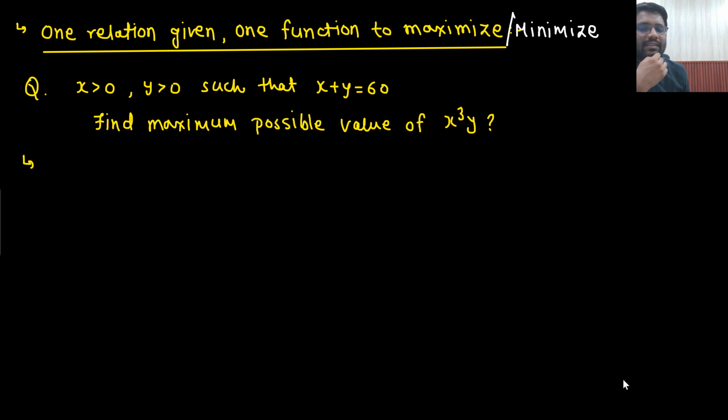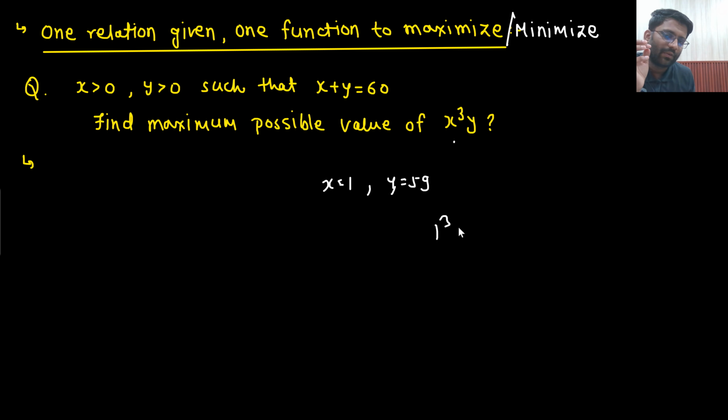What they are asking: x is greater than 0, y is greater than 0 such that x plus y equals 60, then find the maximum possible value of x cube y. Basically there are two numbers. You can take any two numbers greater than 0 such that their addition is 60, and you need to choose them so that this value is maximum. Let's say I take x equals 1 and y equals 59.